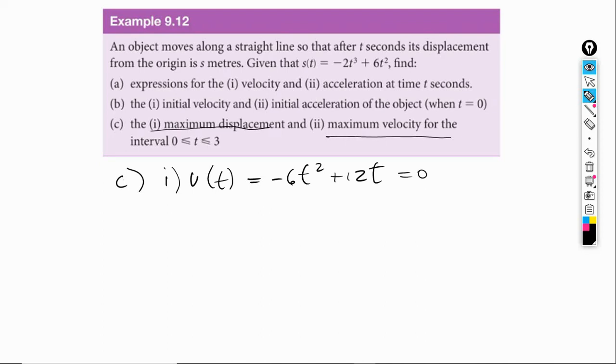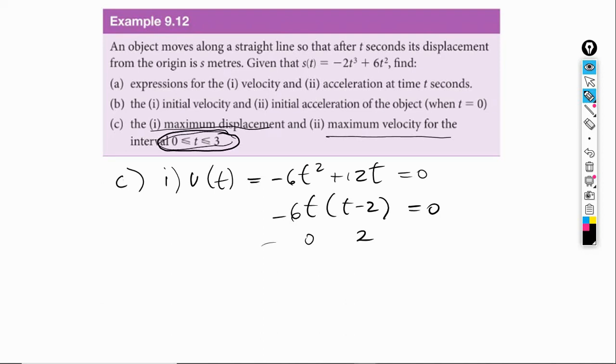So we solve for this, same procedure. Let's just factor out minus 6t, and this is going to be equal to t minus 2, and we set this equal to 0. So notice that the solutions to this equation are t equals 0 and t equals 2. What we have to find out is whether these are maximums or minimums. Now, one thing we have to take into account is that this problem wants to know about maximum velocity and displacement in this time interval here, from 0 to 3.